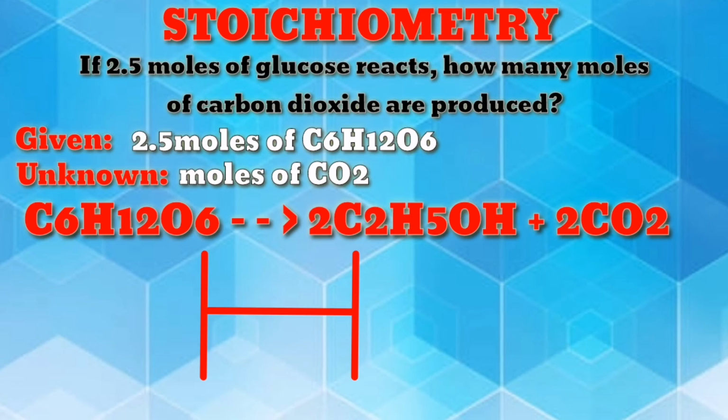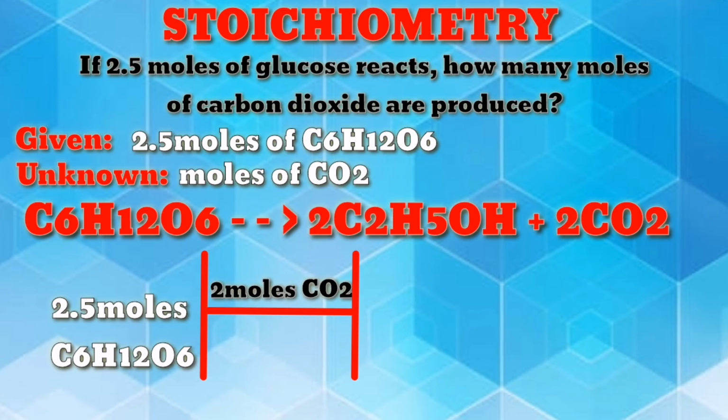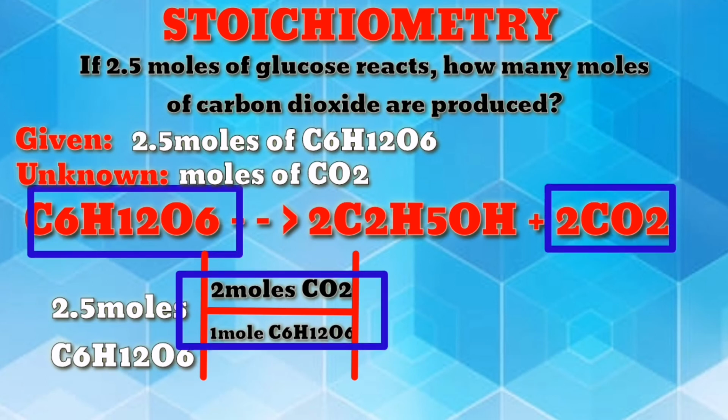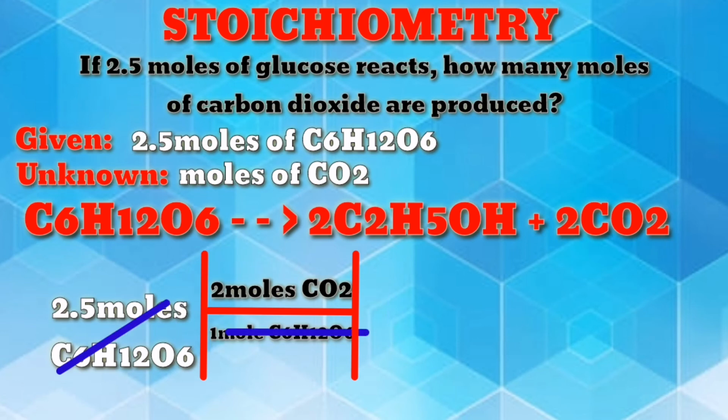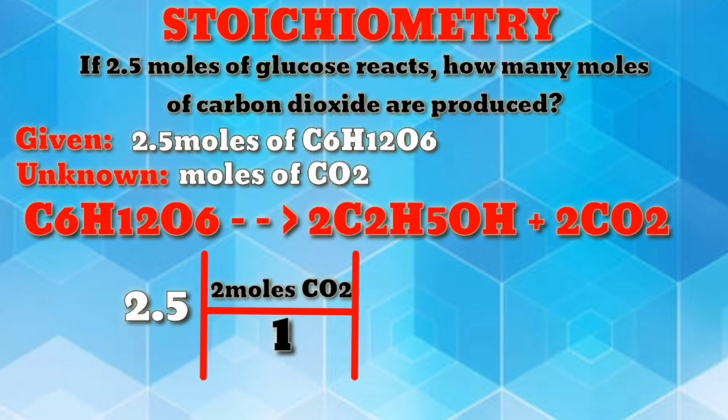Again, in making the solution, always start with the given, which is 2.5 moles of glucose times 2 moles of carbon dioxide. Next step, divided by 1 mole of glucose. Take note that 2 moles of carbon dioxide and 1 mole of glucose is the ratio from the balanced equation. So, cancel out moles of glucose, remaining moles of carbon dioxide, to answer the question.